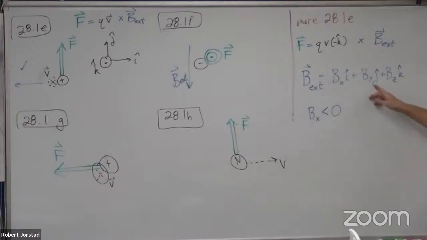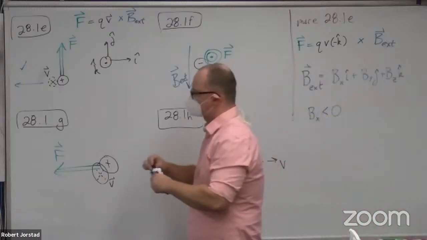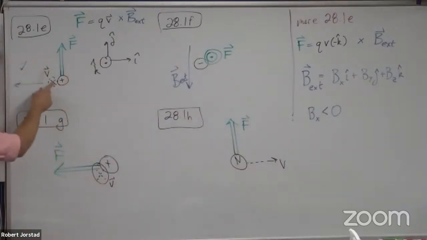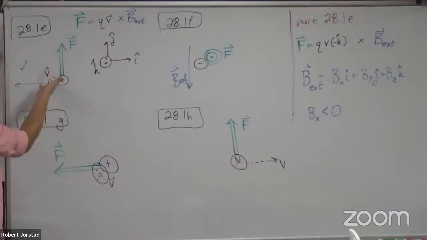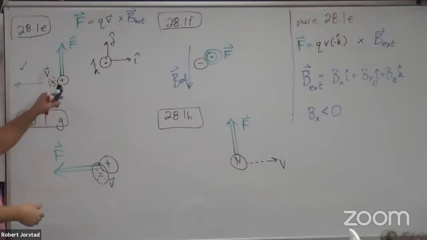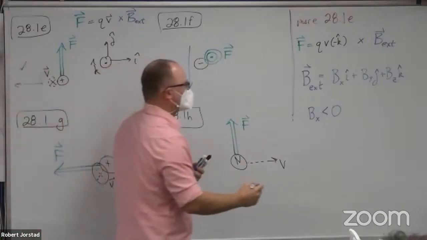Okay, what about By? Does By have to be 0 or could it be 0? Let's go over here and look. If I had a y component, V goes to B, that would give me a force to the right. Do I have a force to the right in this scenario? No. What does that tell me about By? By must equal 0.